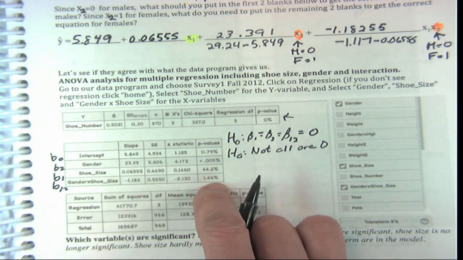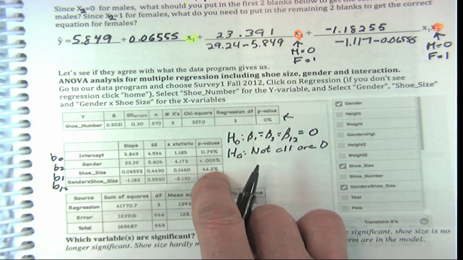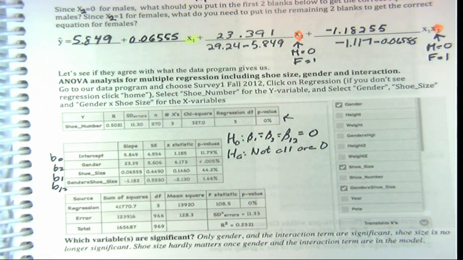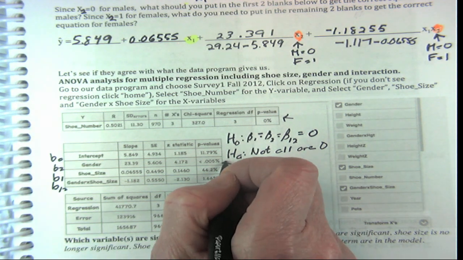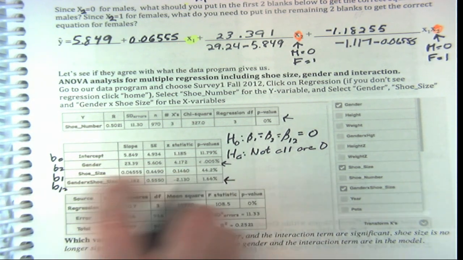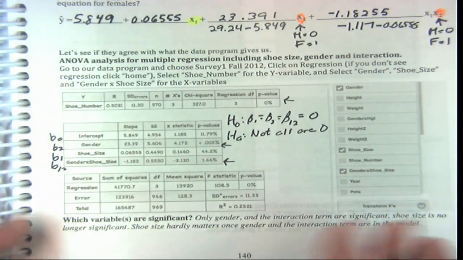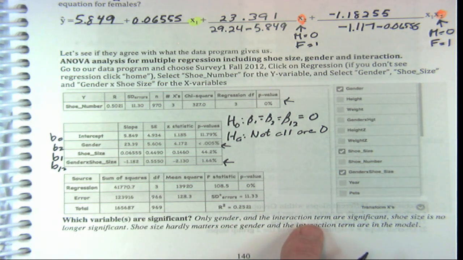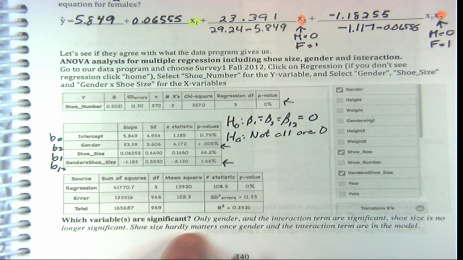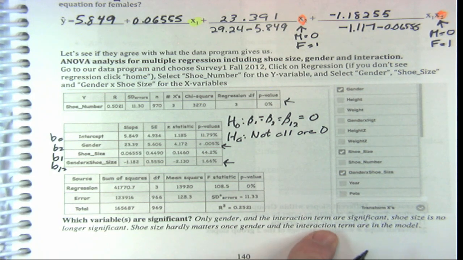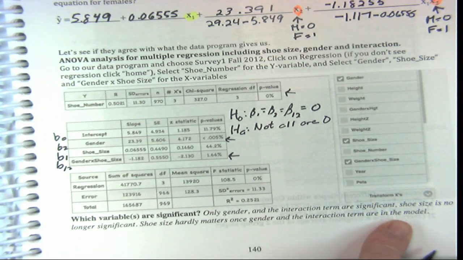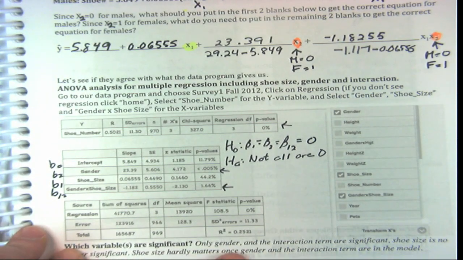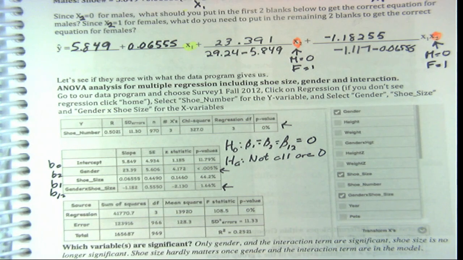Gender is significant, the interaction is significant, but shoe size disappeared. So this one's significant, and this one's significant, but not that one. And so which variables are significant? Only gender and the interaction term. So shoe size hardly matters once gender and the interaction term are already in the model. And again, you can do your chi-squared and your F the same way we did before, and you'll get these same statistics.